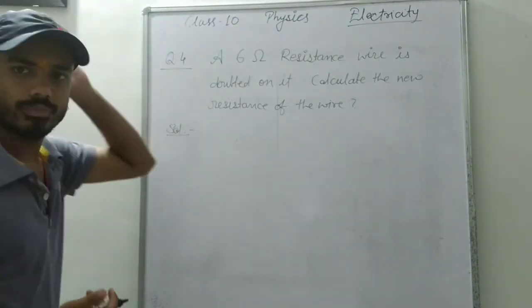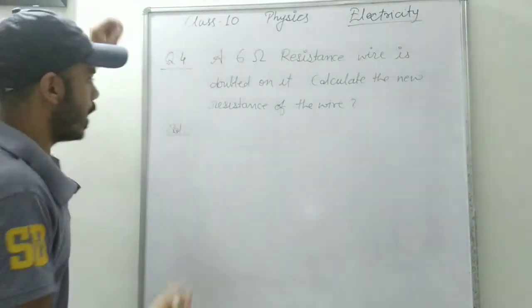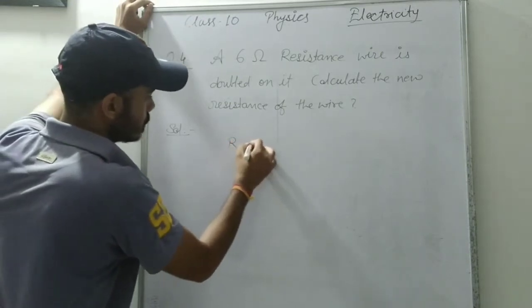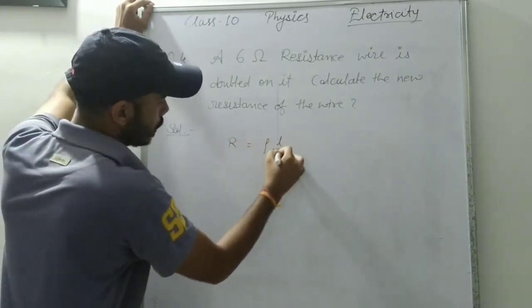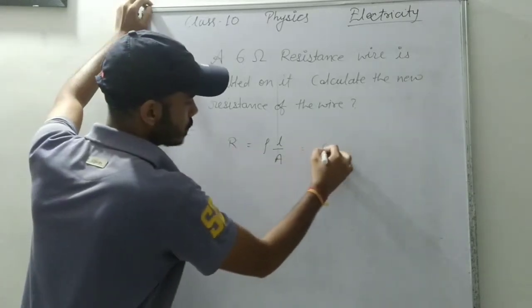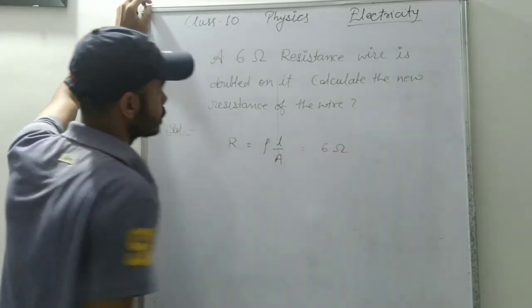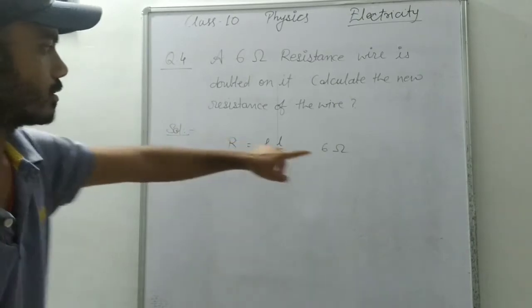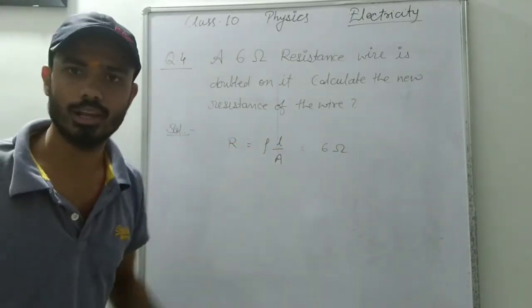So the formula for calculating R, meaning resistance, is R equals rho L upon A. Okay, initially it is 6 ohm. Okay, R is 6 ohm, which is equal to rho L upon A.